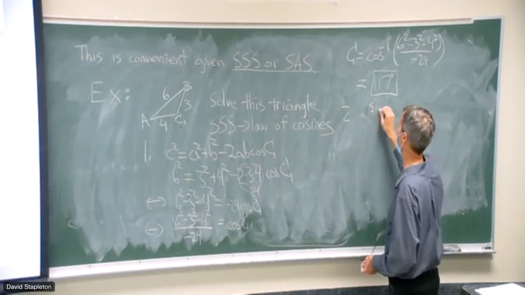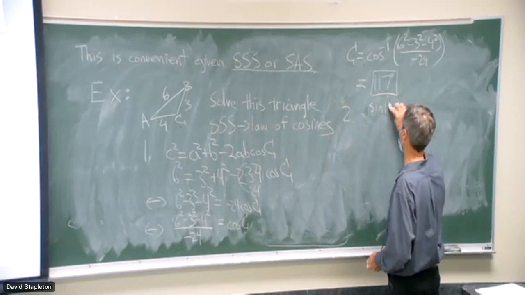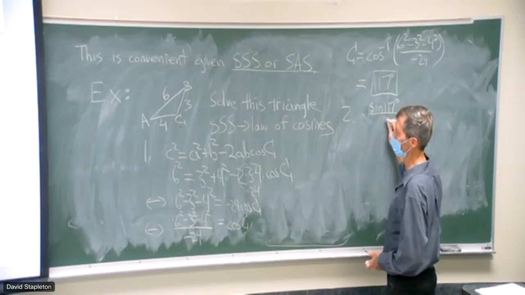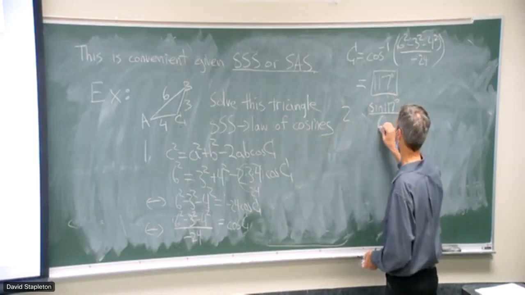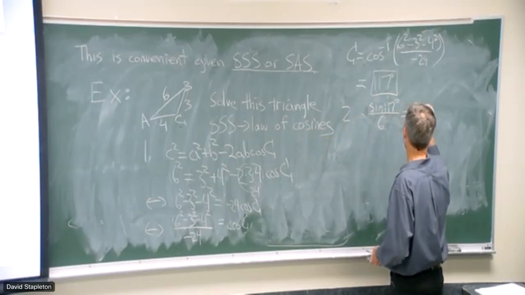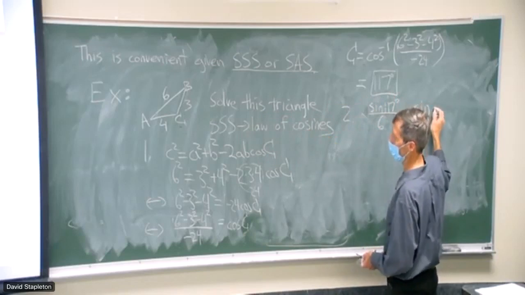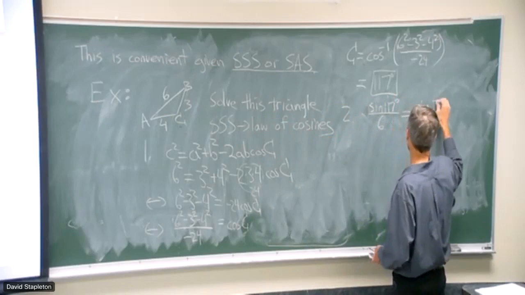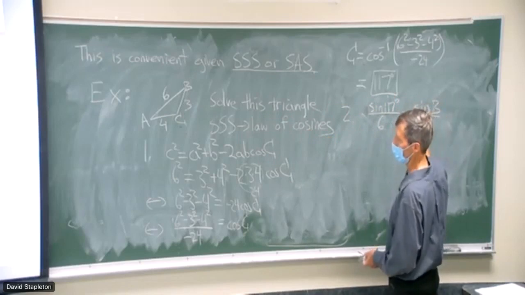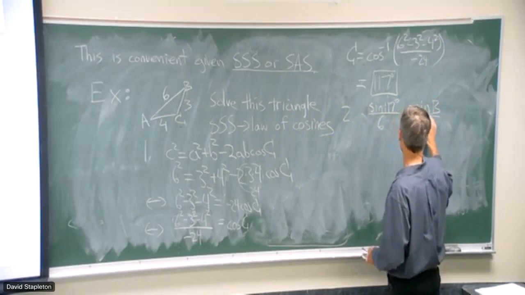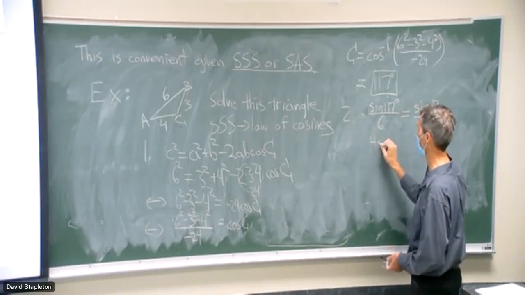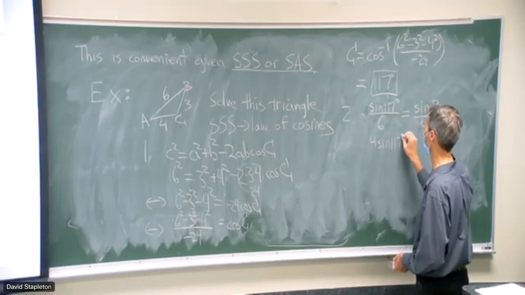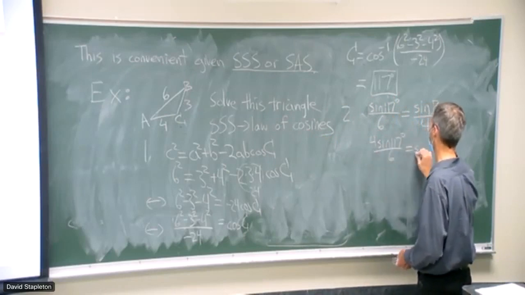And I'll say, once I have an angle, sine 117 degrees is to, that's angle C is to side C, 6 as sine of one of the other angles. Let's go for B, I guess. Doesn't matter. Is to side B, which was 4. And now you can solve for B. So you get, multiplying by 4, 4 sine 117 degrees over 6 is equal to sine B.